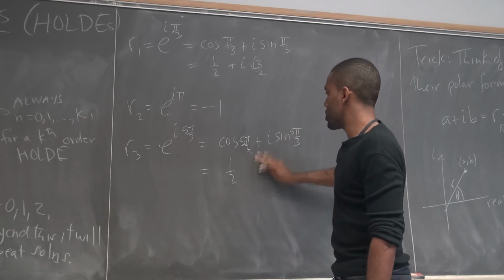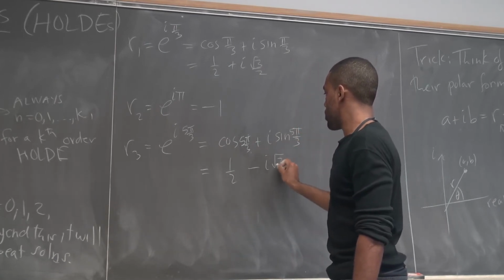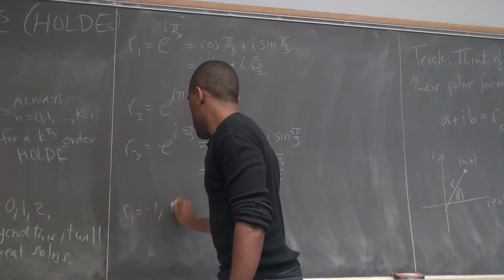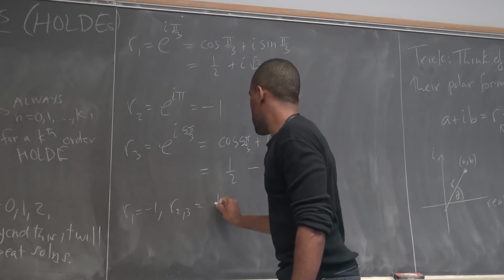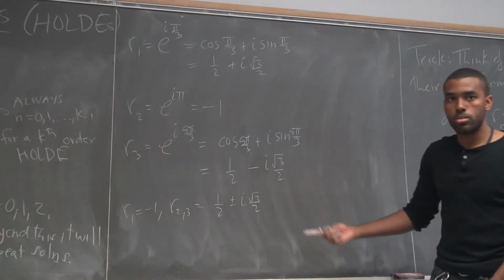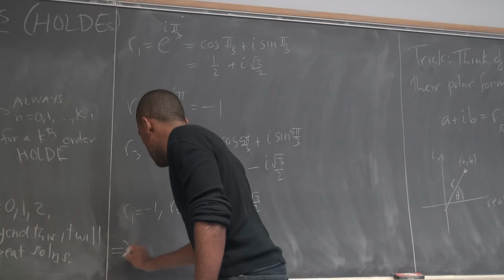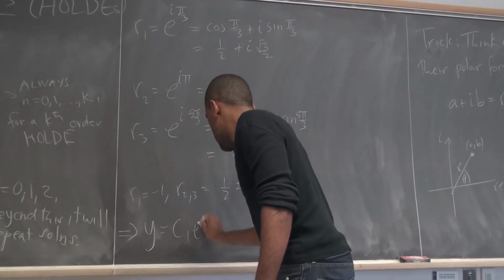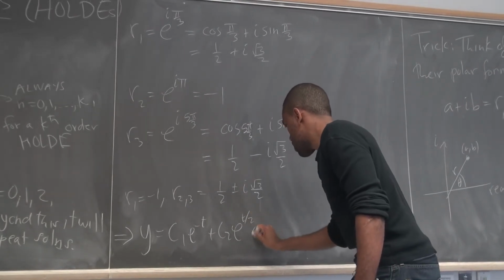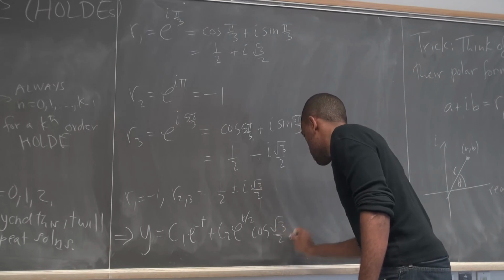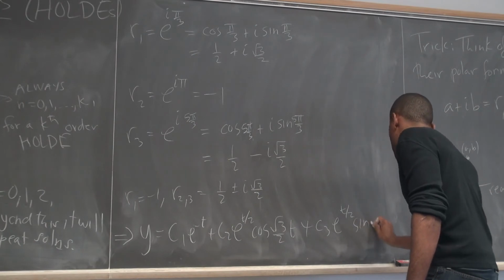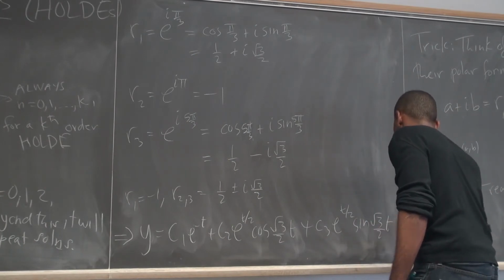But the sign is negative, so this will give you a minus i radical 3 over 2. So r1 is equal to minus 1, and r2 and r3 are equal to 1/2 plus or minus i radical 3 over 2. And if you look at what we did last time, those were the answers we got. Right? So this is y equals c1 e to the minus t plus c2 e to the t over 2 cosine radical 3 over 2 t plus c3 e to the t over 2 sine radical 3 over 2 t.